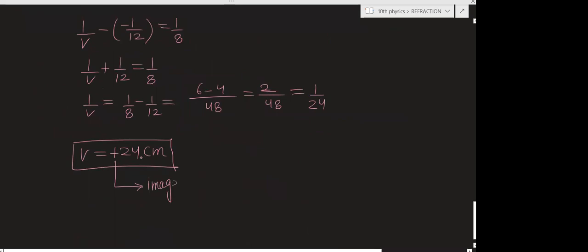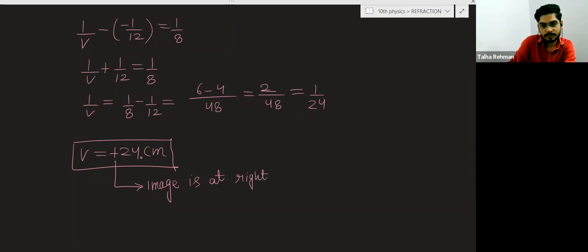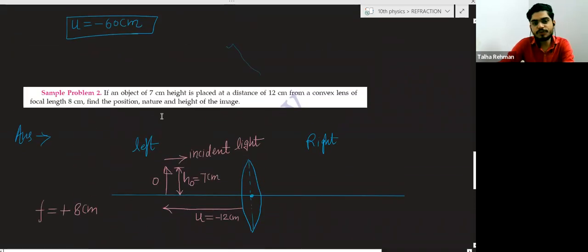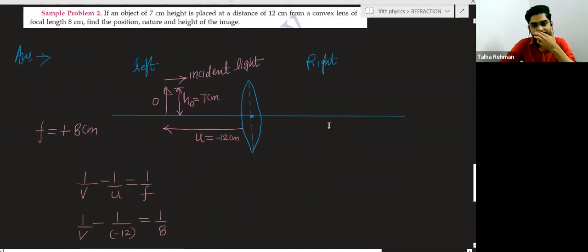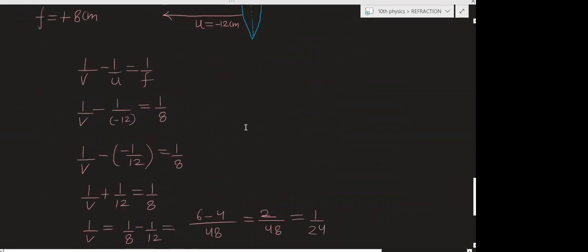Done, sir. Image is at right side. This sign shows that. And after that, you have to find the nature and height of the image. So we will use the formula height of image by height of object.